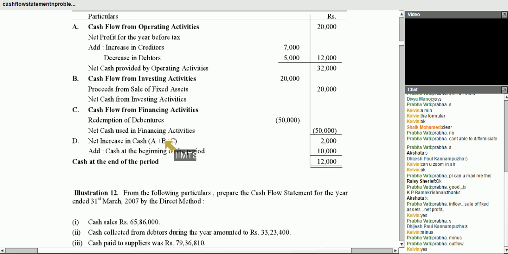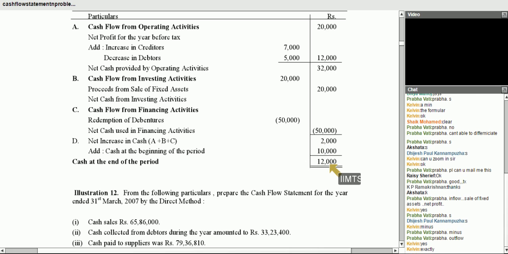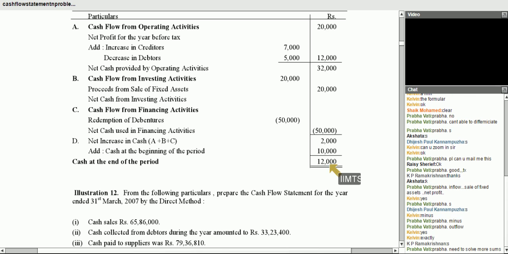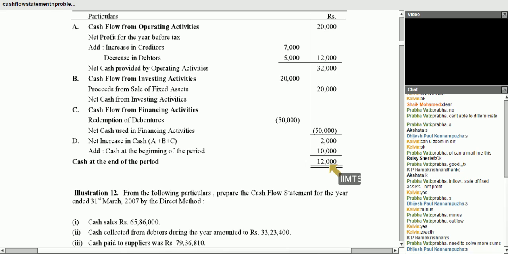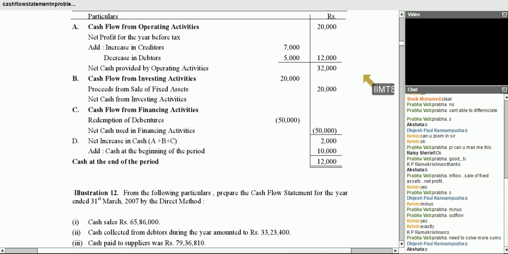Actually, this should be minus A plus B minus C. So 32 plus 20 is 52. 52 minus 50 is 2,000. And the cash at the beginning of the period which is available with me is 10,000. So 10 plus 2 is 12,000. Clear everyone? Sanobar, Seher, Vijesh, Rezi, Akshata. Yes, you need to practice.